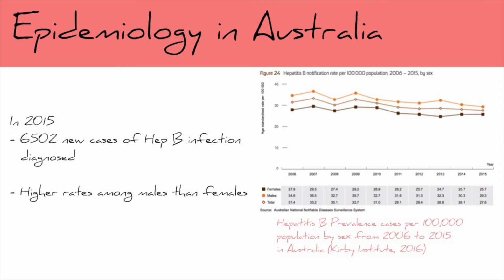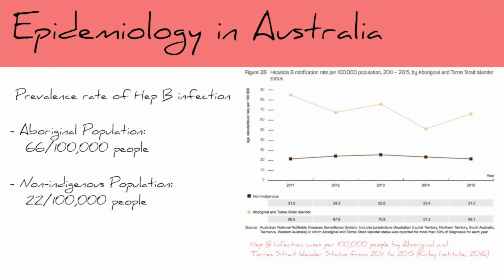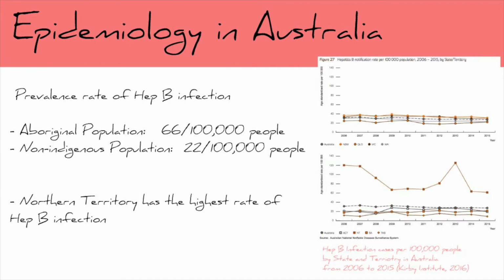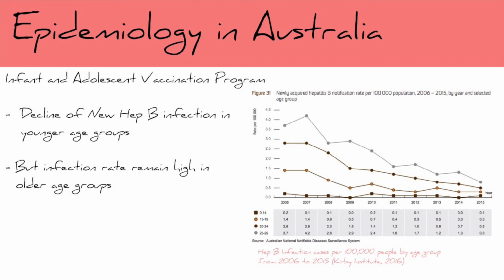The Hep B rates are higher amongst males than females and three times higher in the Aboriginal population than the non-Indigenous population. Northern Territory also has the highest rate of Hep B infection in Australia. However, due to the impact of vaccination programs, new hepatitis B infection has declined in Australia in younger age groups.